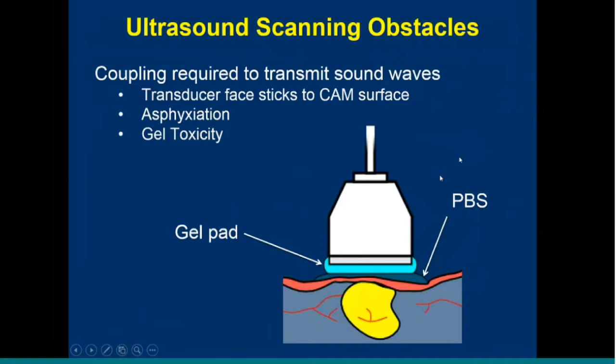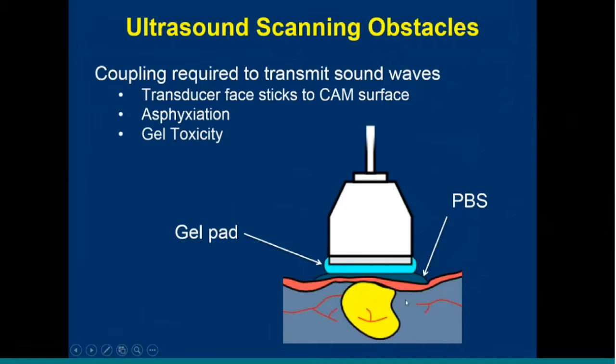Other things to consider: the dish itself is quite shallow, so you'll end up with reverberations off of the bottom of the dish. We've been fortunate in that the reverberation, which produces a pretty big line in B-mode images, has in all cases been above the imaging plane that we're interested in, so we can just crop it out of our images.